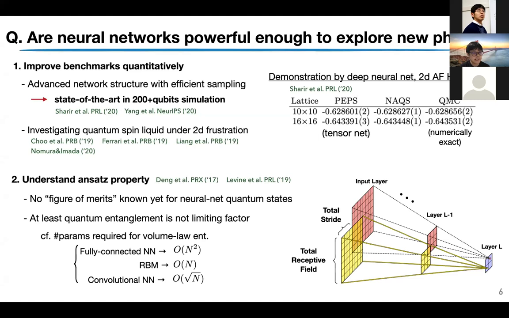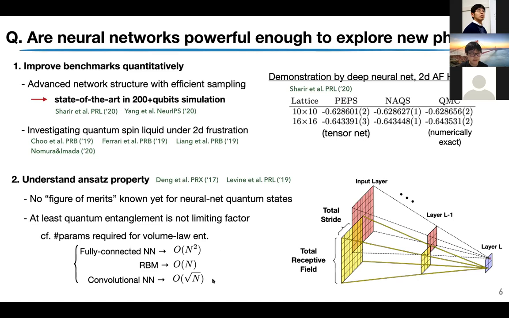And also there are directions that try to understand what is really happening in this neural network ansatz. Unfortunately, I have to say that there is no smoking gun evidence that shows neural networks are much nicer compared to other ansatz. But at least we understand that this neural network class is different from what we had before, meaning that quantum entanglement, for example, is not the limiting factor for the expressibility of this state. For example, the number of parameters required to achieve volume law entanglement is polynomial, and in the best case, it can be only square root n, where n is the number of spins in the system.